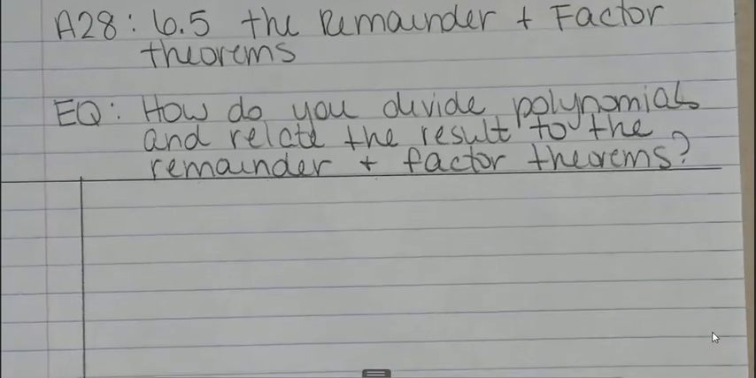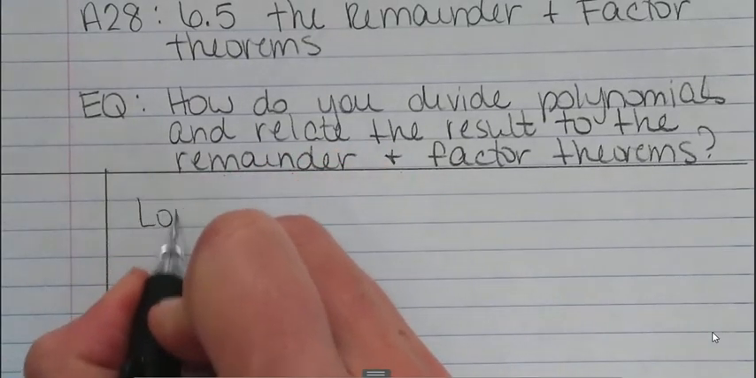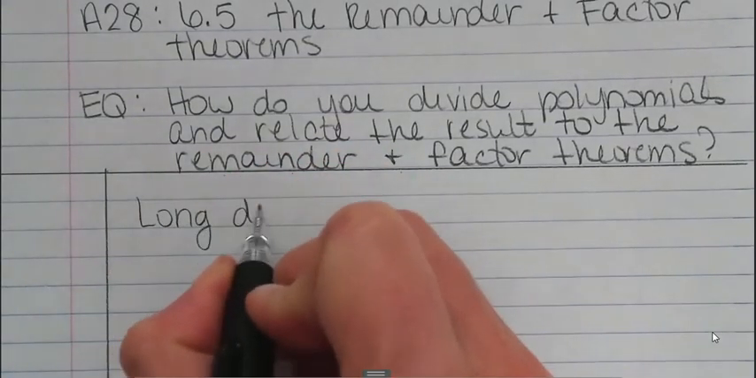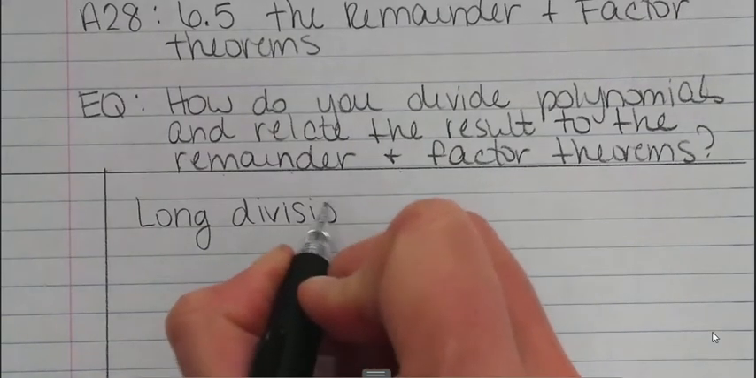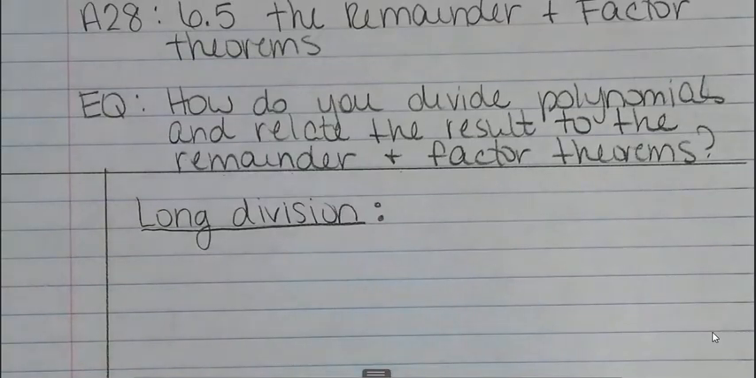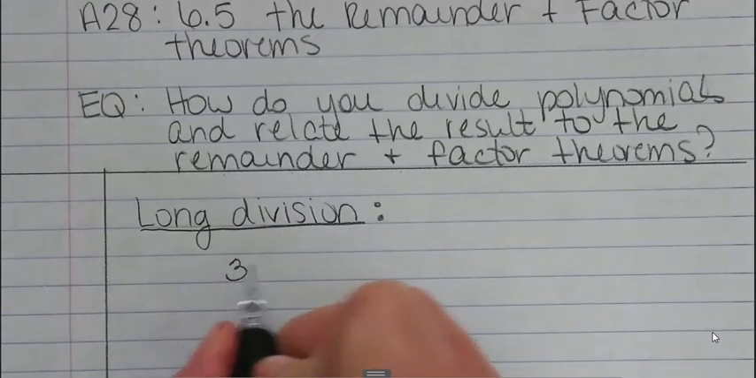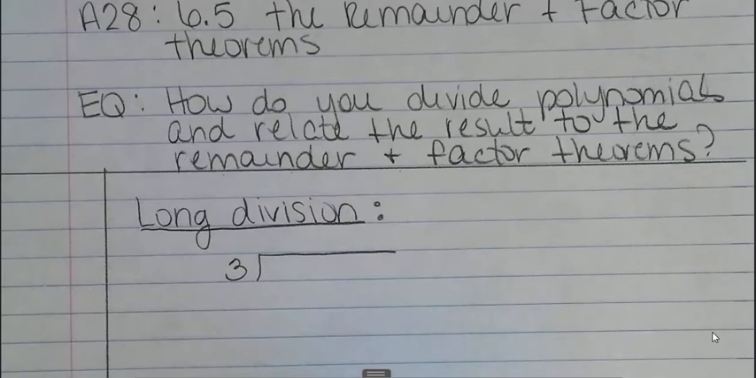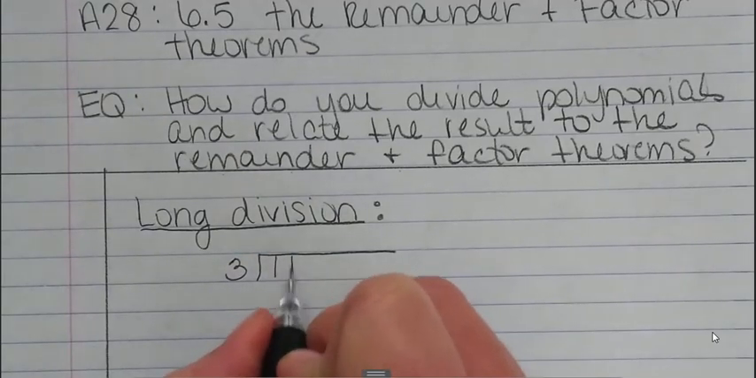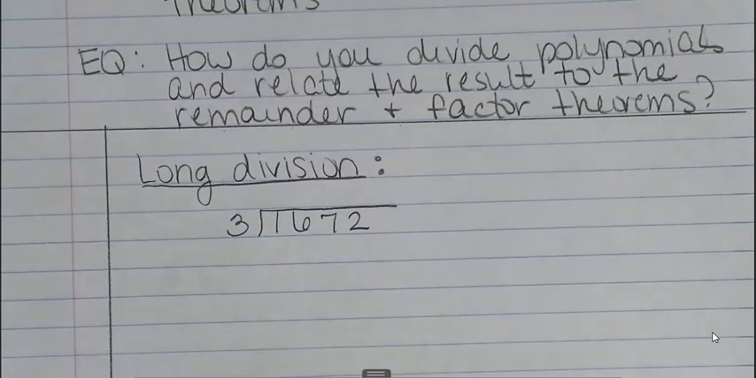Okay, so you're going to think I'm crazy right now, but let's just review some stuff. Maybe you learned, I don't know what grade you would learn it in, 3rd or 4th grade maybe, long division. We'll start off easy and then we'll throw some algebra 2 in there. So what if I wanted to divide 3 into 1,672? Hopefully you all know how to do this.